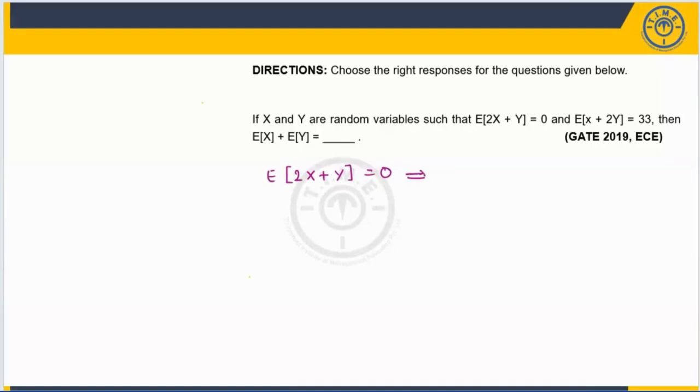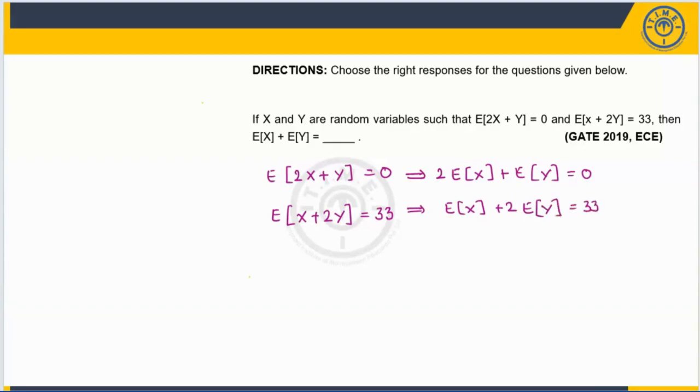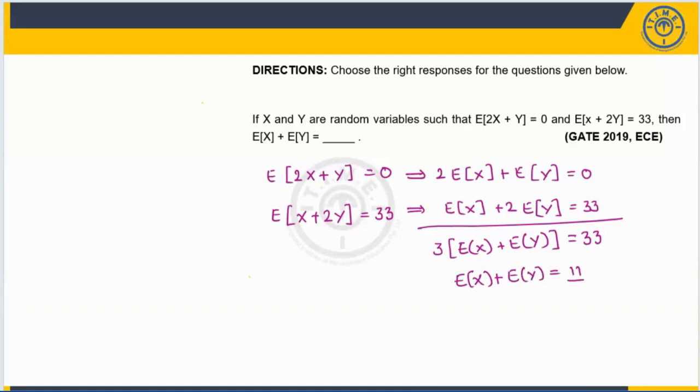So if we expand this, 2 into E of x plus E of y, and that is 0. And E of x plus 2y, that is 33. And how do we write this? That is E of x plus 2 into E of y is 33. Now if I am adding these two, so that is 3 times E of x plus E of y is equal to 33. Then E of x plus E of y is 11. That's it.